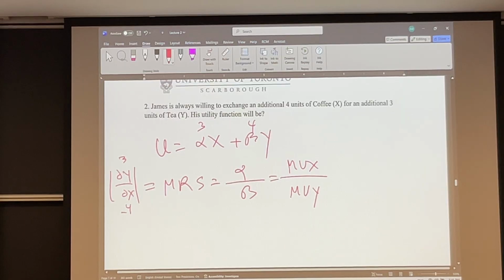The MRS is less than 1. You like tea more than, that individual likes tea more than coffee. Right? That's what it is. MRS is less than 1. Anyway, weird individual, but that's the individual, right? Okay. That is that.